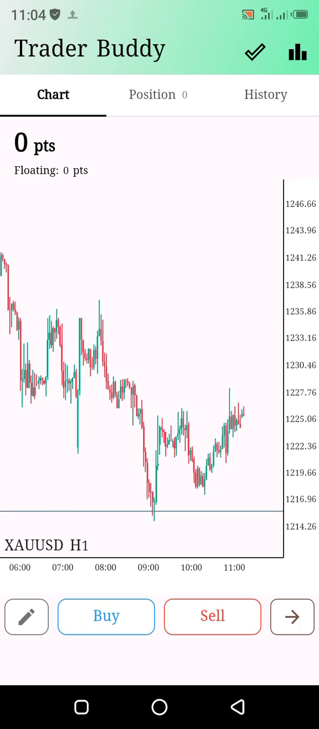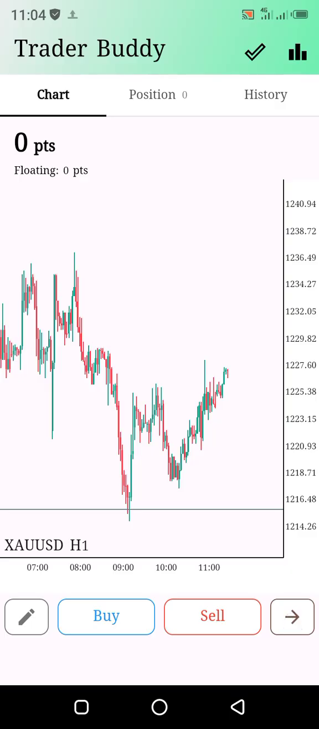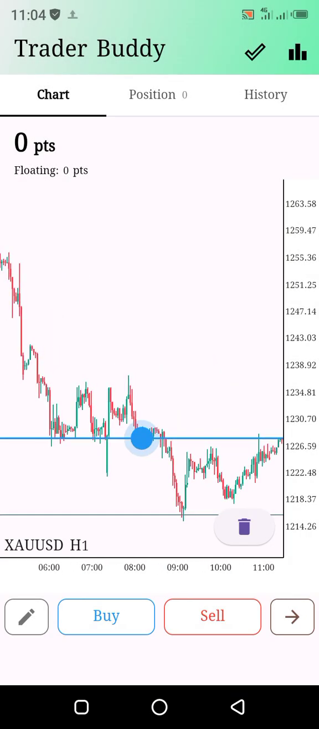So price has to first of all clear some zones. Okay, so see that price has shown interest. It has cleared the first key zone. This is just a key zone.